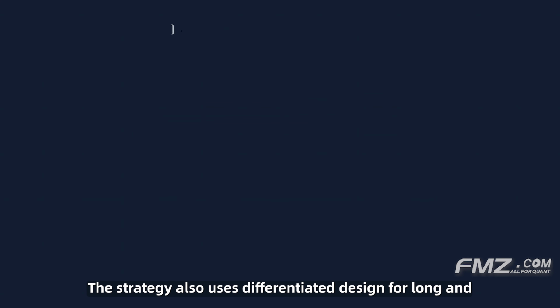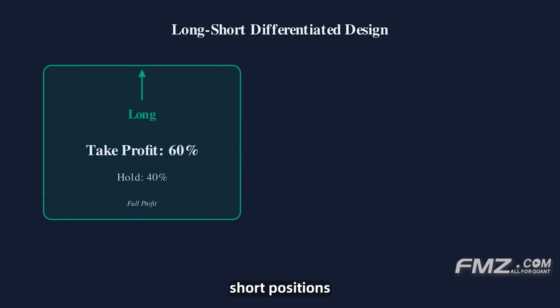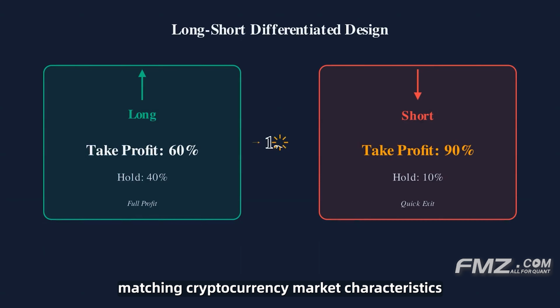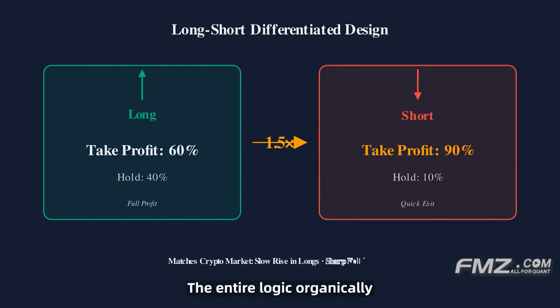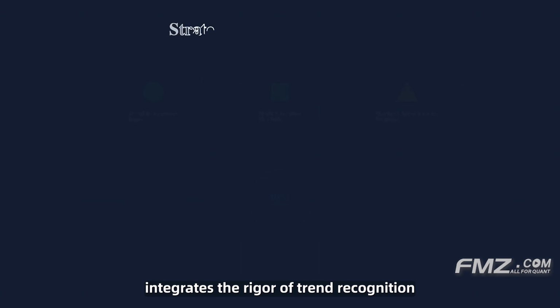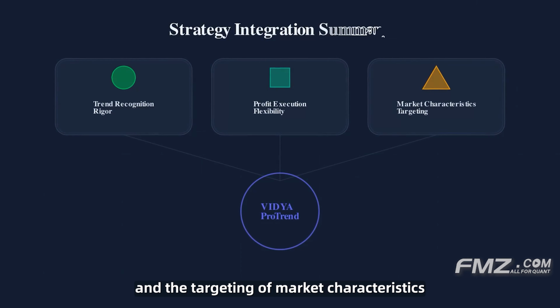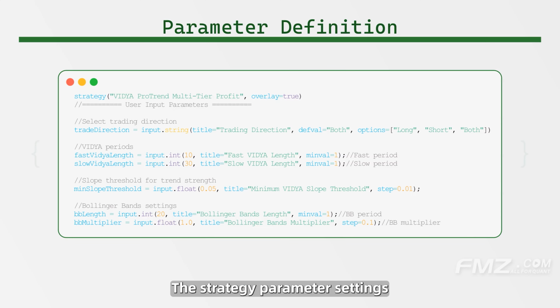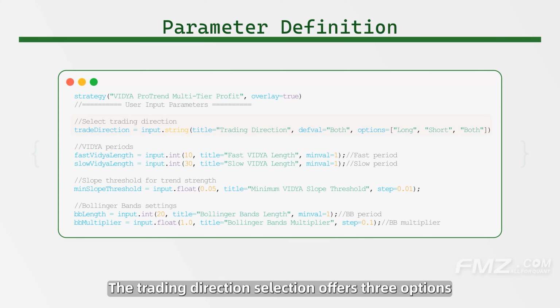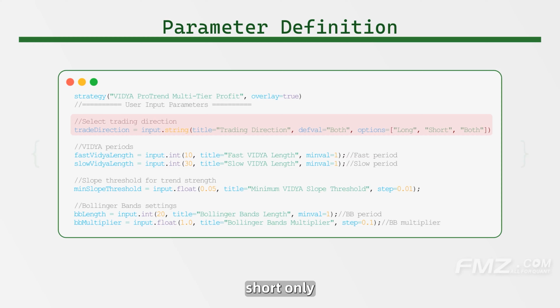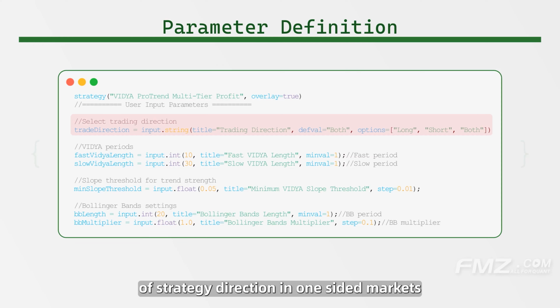The strategy also uses differentiated design for long and short positions, matching cryptocurrency market characteristics. The entire logic organically integrates the rigor of trend recognition, the flexibility of profit-taking execution, and the targeting of market characteristics. The strategy parameter settings reflect a refined risk control approach. The trading direction selection offers 3 options: long only, short only, or both. This allows flexible adjustment of strategy direction in one-sided markets.